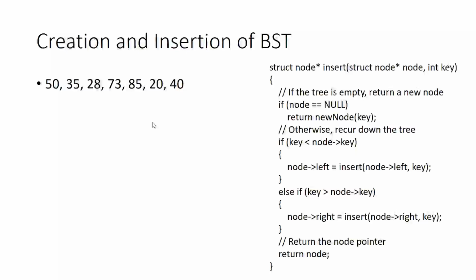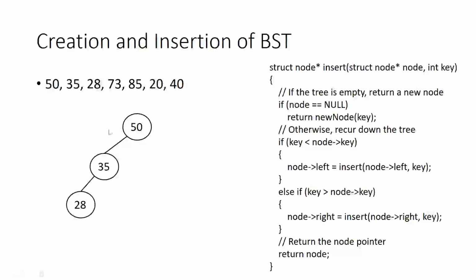Let us see how we can create and insert values in the binary search tree. So this is a sequence given to you. Obviously the first value, 50, will be the root node. Now 35 will be compared with 50. Because 35 is less than 50, it will become the left child of 50, like this. And the next value is 28. Now again it starts with 50. 28 is less than 50, so come to the left of 50. Now again 28 will be compared with 35. Because 28 is less than 35, we have to insert it as the left child of 35.